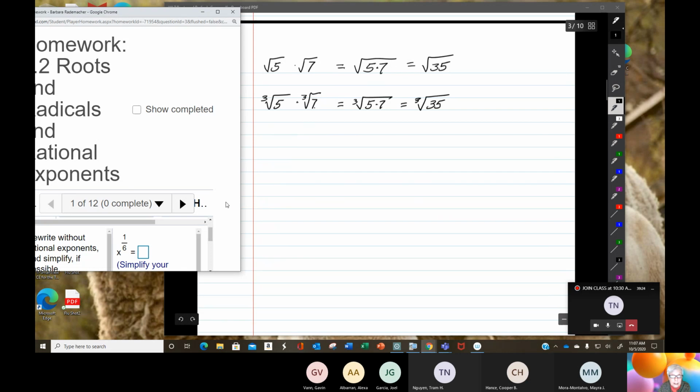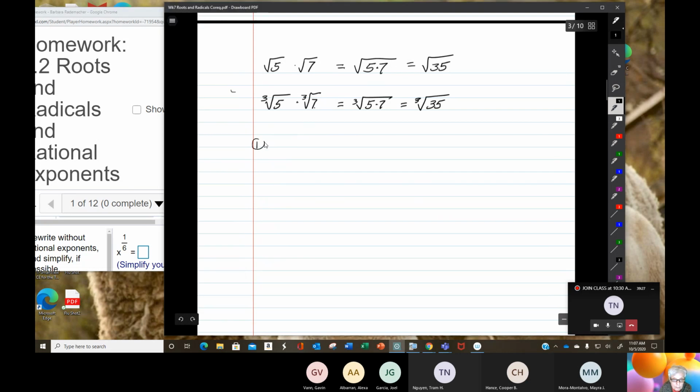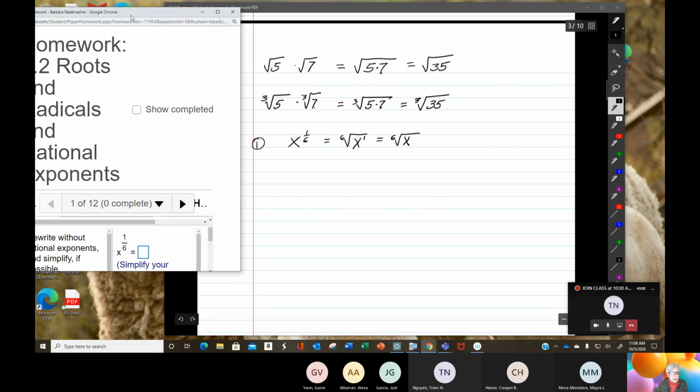All right, so what they're giving us here in problem number 1 is x to the 1/6 power, and they say change it, get rid of that rational exponent, and simplify if you can. We don't know what x is, so we can't simplify it, but we can write this without a rational exponent simply by changing it to radical notation. The 6th root of x, because x to the 1 is just x. That would be your answer to that first problem.